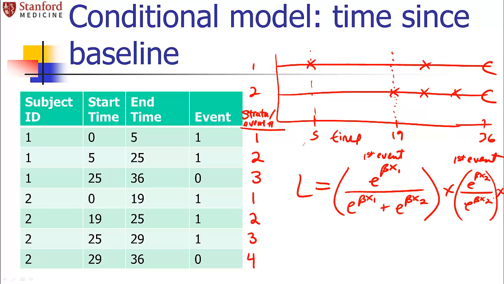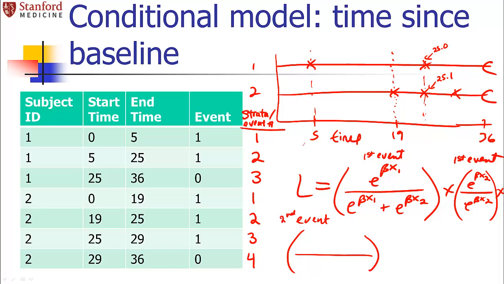All right, now we get to the second event. Now they're both at risk for the second event. So the next events that occur are at 25 months into the study. And just to make this simple, let's say we had measured it a little bit more finely. Let's say subject 1 has the event at 25.0 months and subject 2 has the event at 25.1 months, so we don't have to deal with ties. So now we're on a strata for the second event.